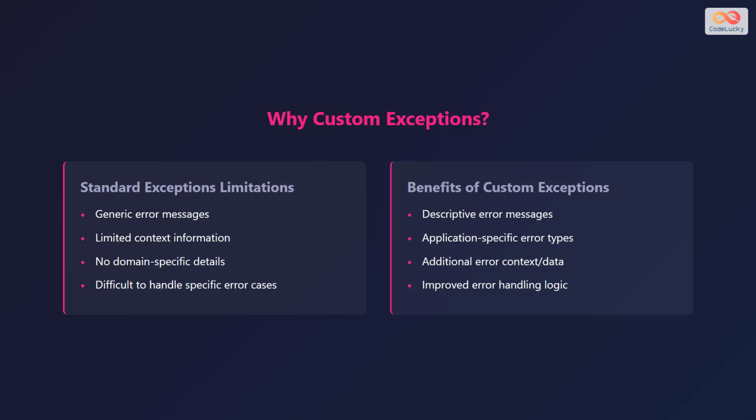Custom exceptions offer several benefits. They allow for descriptive error messages that clearly explain the problem. They enable application-specific error types. You can include additional error context or data within the exception object. This leads to improved and more precise error handling logic.